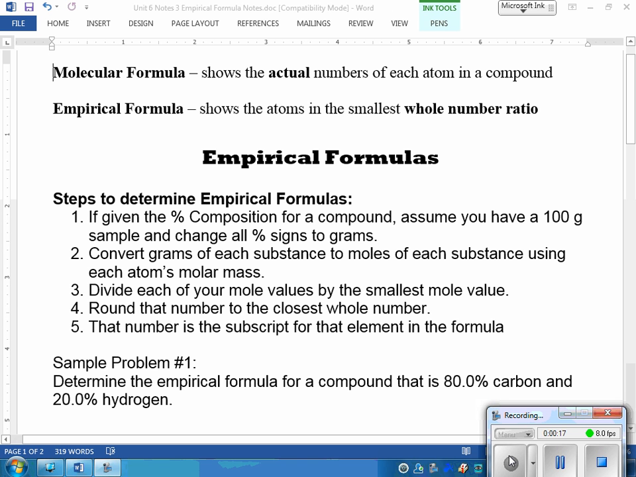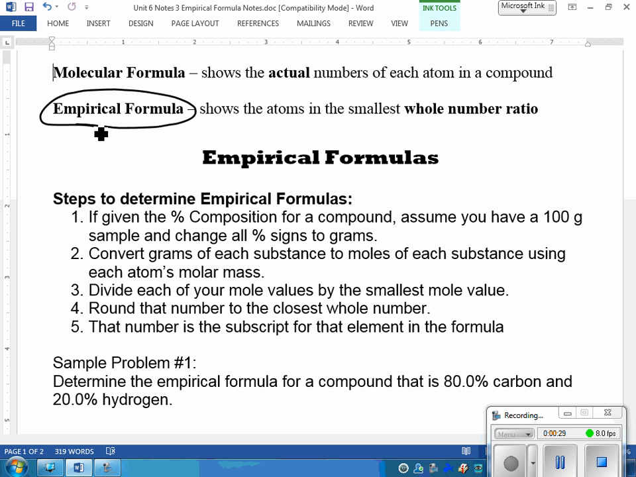So we have two things that are very similar, the molecular formula and the empirical formula. We are just focused on the empirical formula today. It shows the atoms in the smallest whole number ratio that the formula can be written in. And you'll see once we go over the molecular formula how those two things are related. But go ahead and write both of those down, and then we'll talk about the molecular formula tomorrow.